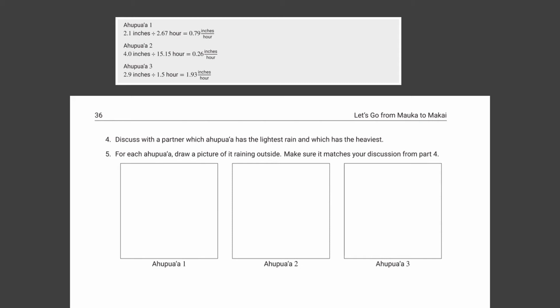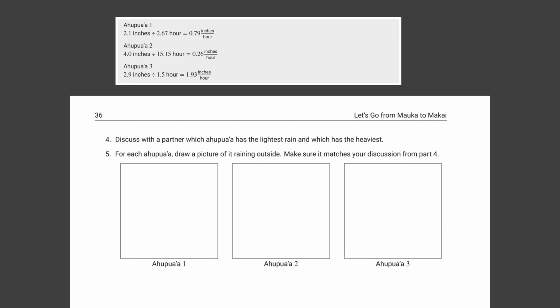As we can see, although ahupua'a 2 has both the highest rain amount and the highest rain time, it actually has the lowest rain intensity. Also, it turns out that ahupua'a 3, which has the shortest rain time, has the highest rain intensity. So ahupua'a 2 was raining very lightly, but it was doing it all day. And ahupua'a 3 rained heavily, but only for a short time.